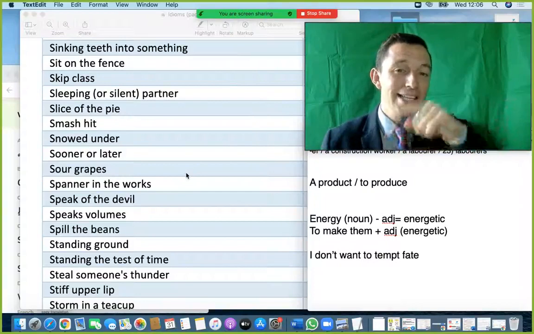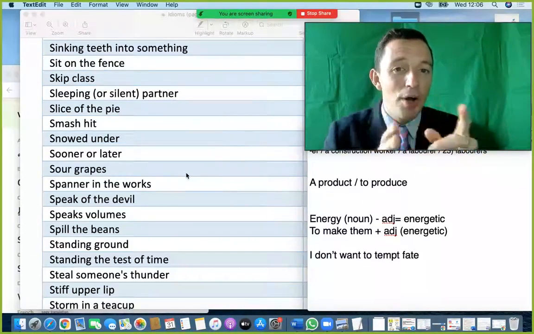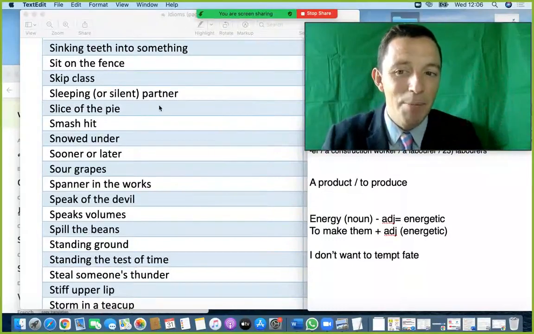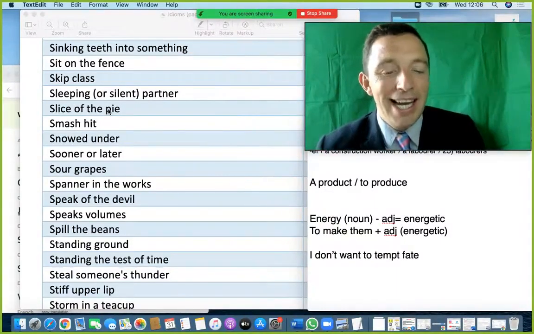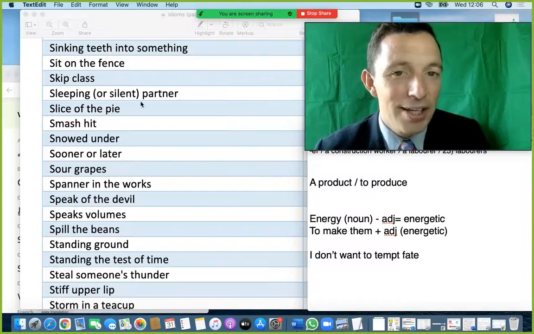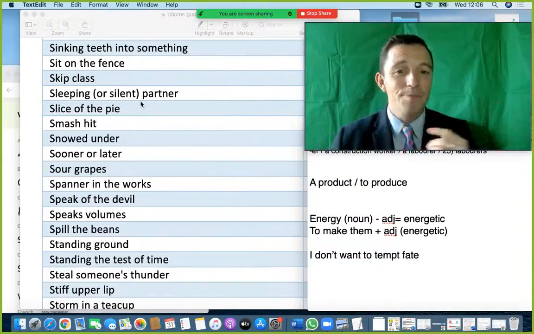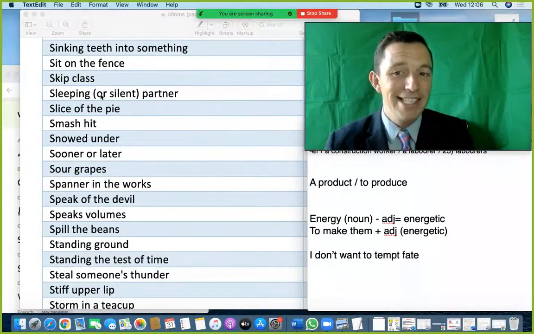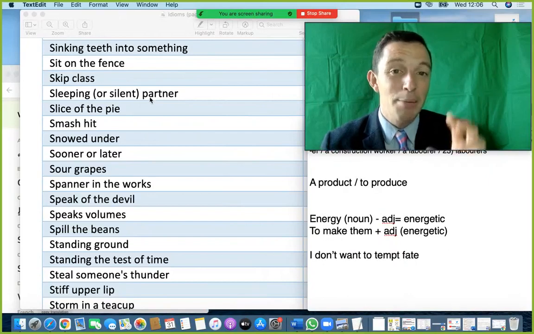Skip the line, skip the queue, skip the party. You do not want to go to the party, so you skip the party. And that was the example yesterday. In this document, the next expression from me is very new. I have never seen this expression, a sleeping partner or a silent partner. Apparently, it's typical in business.